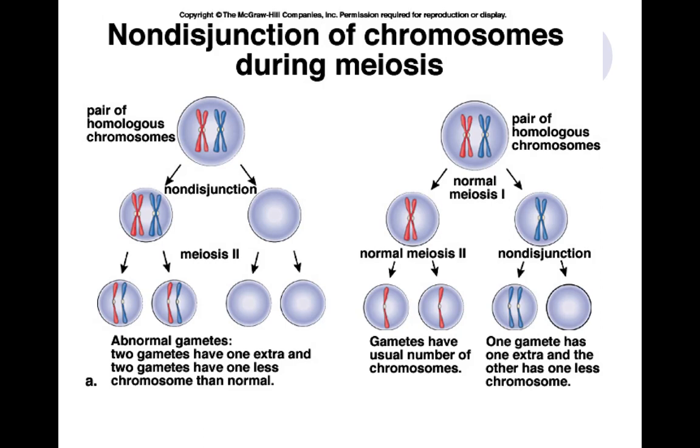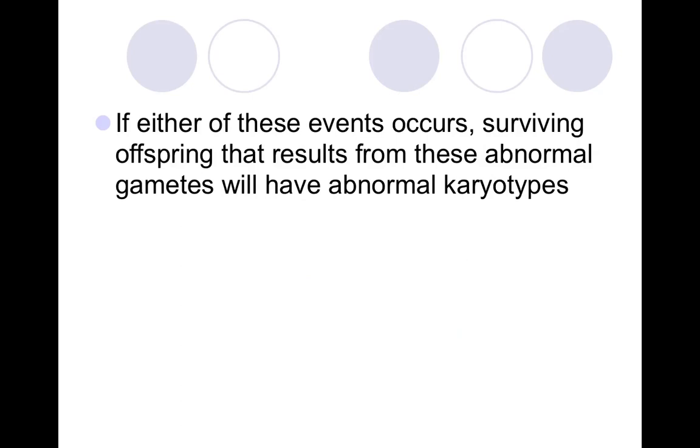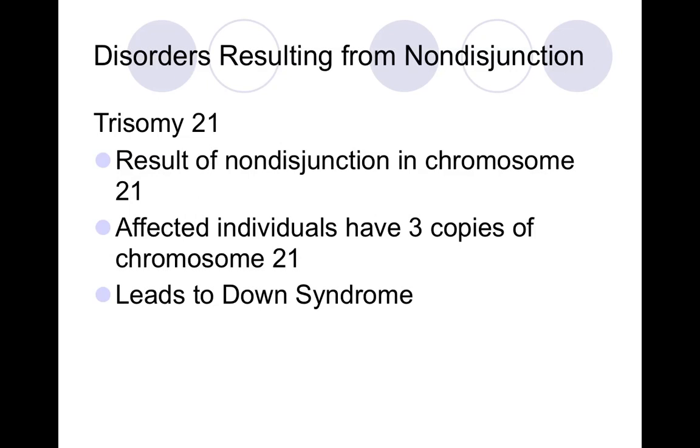If you look over on the second side, everything seems to be pretty normal, except the non-disjunction occurs during meiosis 2, and those sister chromatids, or the X's, do not separate. And so they get 2 on one side and 1 on the other. And so then that can cause problems there. All right? Now, if either of these events occur, surviving offspring that result from these abnormal gametes will have abnormal karyotypes. So if the embryo does survive and the baby's born and we do a karyotype of them, obviously the karyotype is going to be abnormal. So let's look at some examples of that.